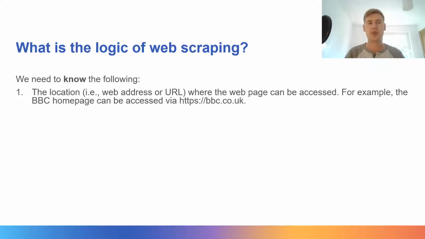So the first thing we need to know is the location where the web page can be accessed. And this is more commonly known as the URL or the web address or the link. Different interchangeable terms can be used, but all of those things represent the location on the web where that web page is actually stored. So for example, the BBC homepage can be found at the following URL, https://bbc.co.uk, and that's the location of the BBC website on the World Wide Web.